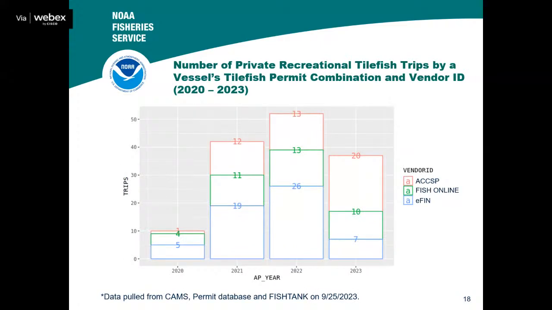I also looked at the number of trips reported. Here are the different colors, or the different software avenues for folks to report private tilefish wreck trips. In red, ACCSP, you can report private trips, but also party charter, commercial. I think the same is true with Fish Online. But with EAFM, you're only able to report private tilefish wreck trips. So compared to the last two fishing years, we only have seven trips so far that have come through with that software. Next slide.